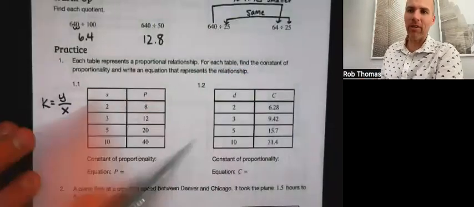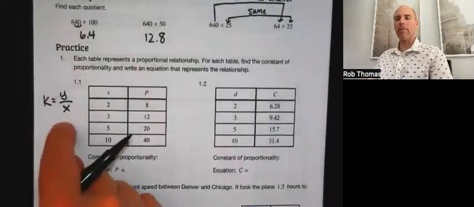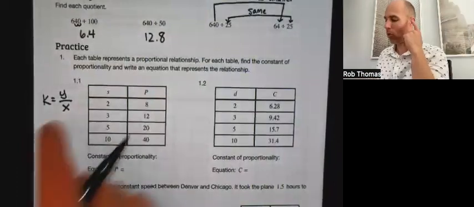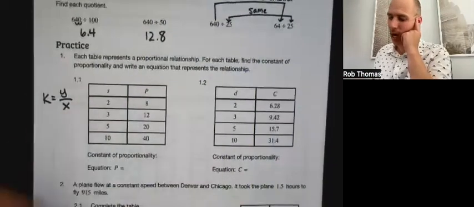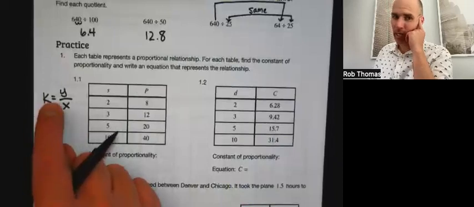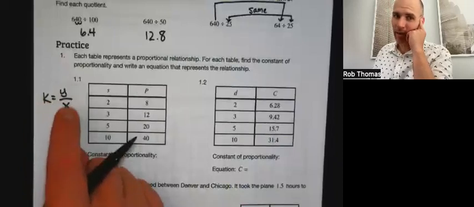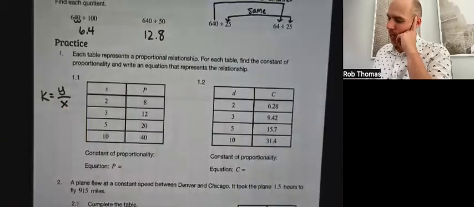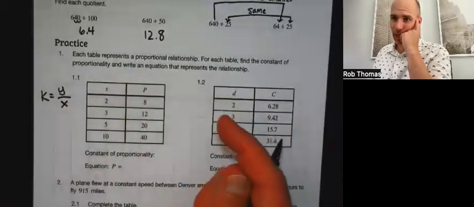Remember, a fraction bar means division. This is one of the equations that lives on the wall in my classroom, on the upper left part of the board. It says the constant of proportionality always equals a y value divided by an x value in a proportional relationship, okay? And then it says write an equation that represents a relationship, okay?